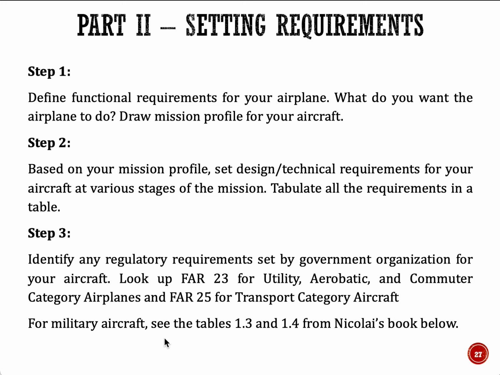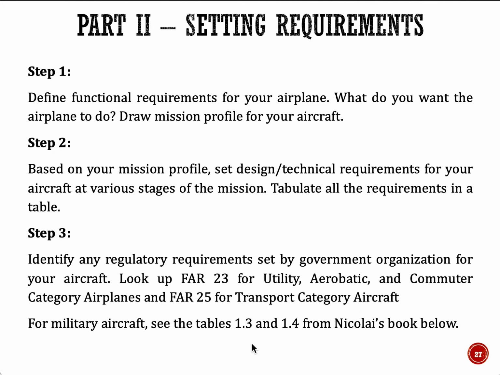If you're doing civil aircraft, make sure to look up 423 for utility, aerobatic, and commuter category airplanes, and 425 for transport category. So if you just Google 423, 425, you will see the document, right? So federal aviation regulations, I think, or I think it's federal airworthiness requirements or something like that. So you make sure to look that up.